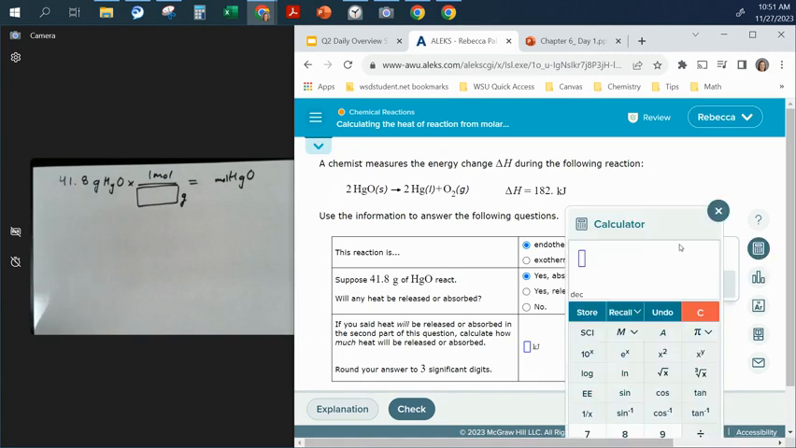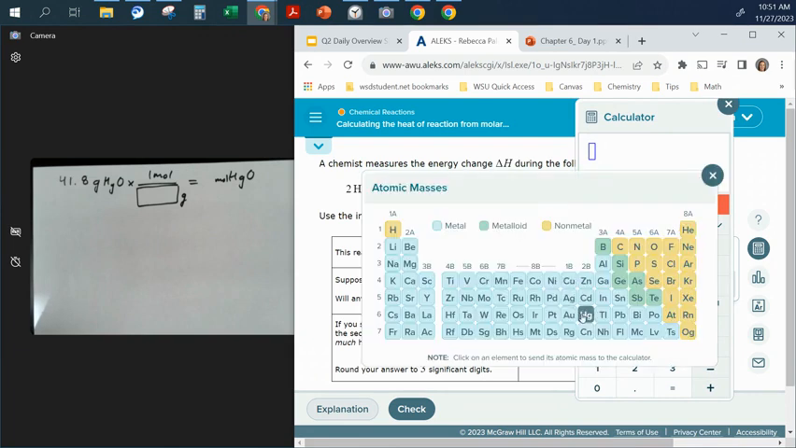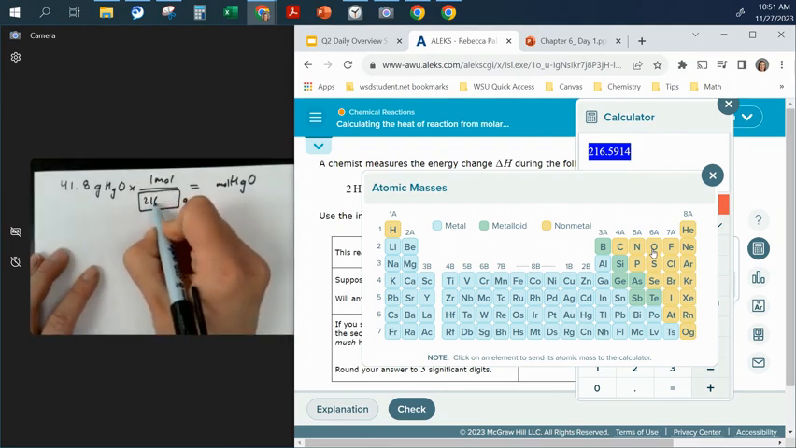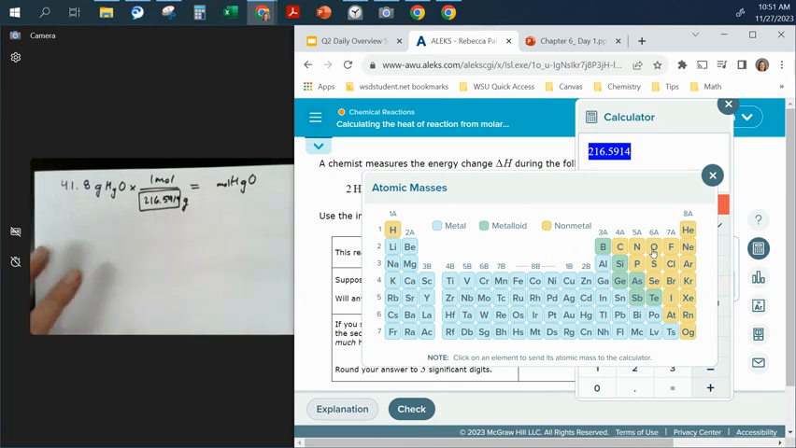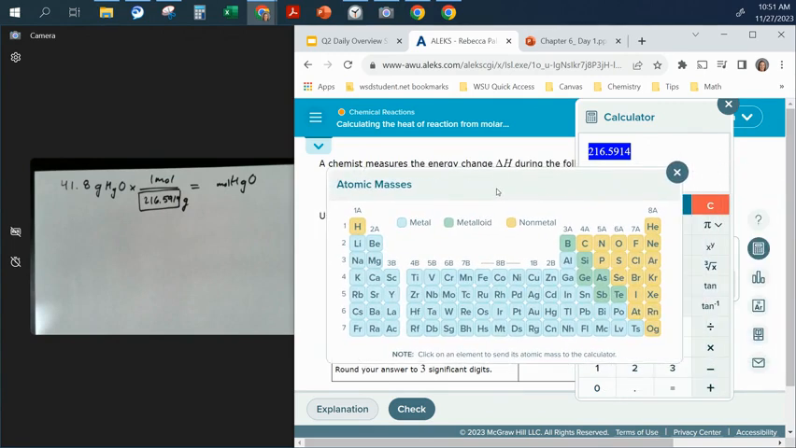So let's calculate that. I'm going to use the calculator. So I need 1 mercury, and I need 1 oxygen. That's how much 1 mole of mercury oxide weighs. So 216.5914. Okay. Yeah, we can just keep 5 if we wanted to.